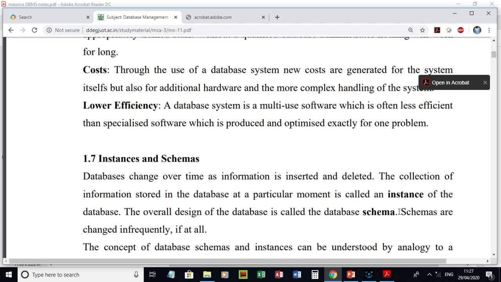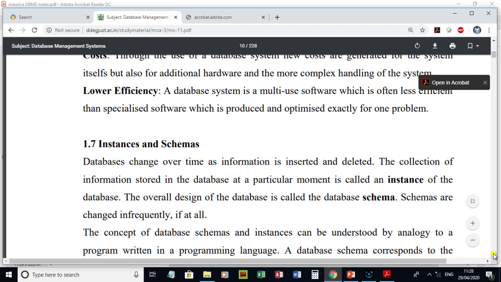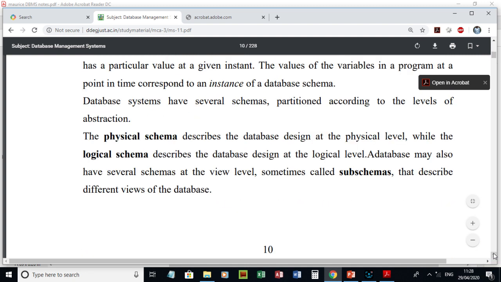So schemas are changed infrequently, if at all. But sometimes, in this modern world, the need arises for change over time, and then you change it. The concept of the database.